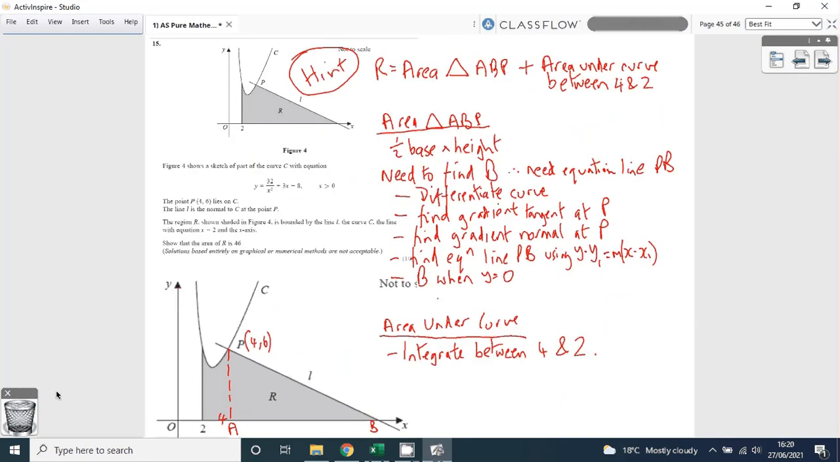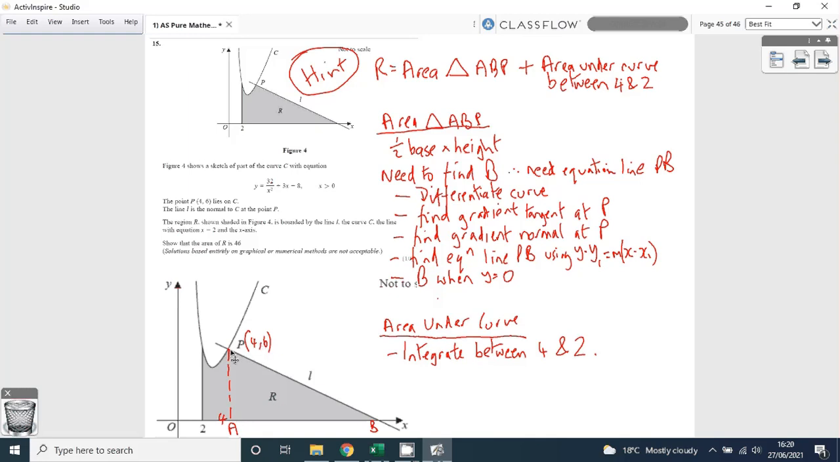So we've got to work out the area of the shaded area R. To do this, we're going to work out the area of this triangle on the right that I'm calling A to B to P, and then we're going to add on this area under the curve to the left of that dotted line. In order to work out the area of this triangle to the right of the dotted line, I just need half times base times height. So I know the height because it's going up to 4, 6.